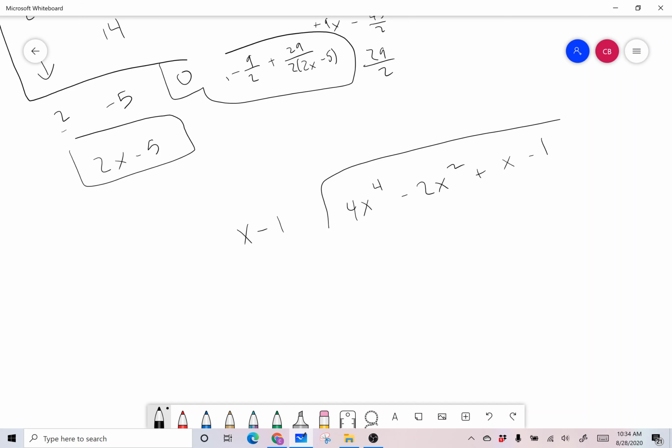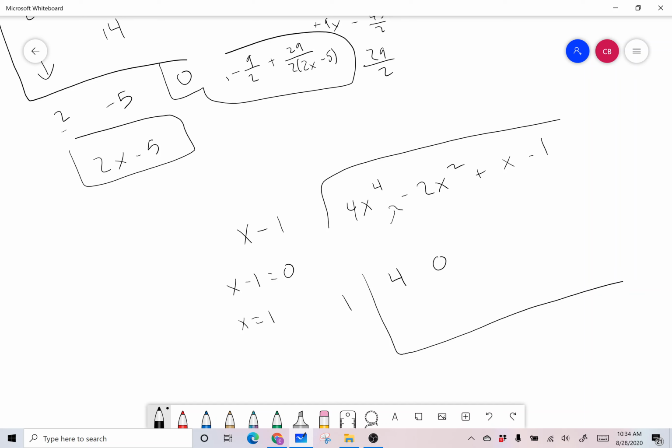Now, there is no x to the third term. If there's no x to the third term, you have to put a 0 here. And the same goes with long division. If there is no x to the third, you want to put that 0 there because you need that placeholder. Okay, so that's x to the 4th, x to the 3rd, x to the 2nd, x to the 1st is 1, and then x to the 0 is negative 1.